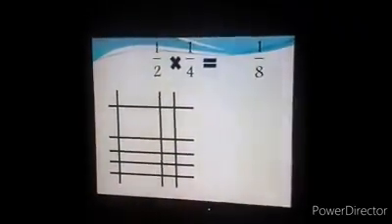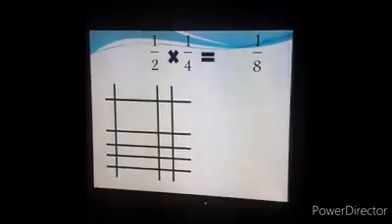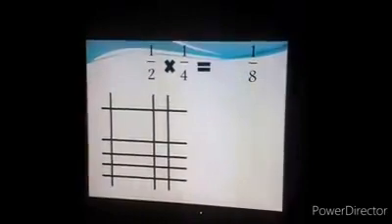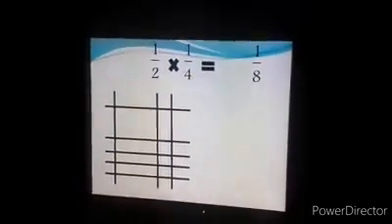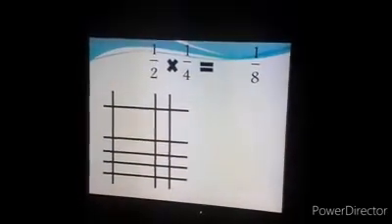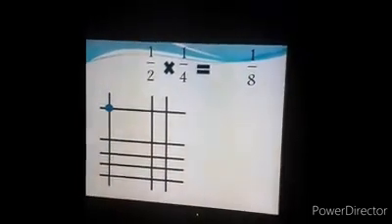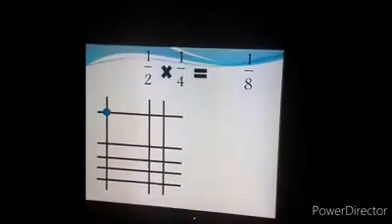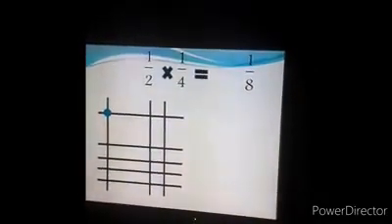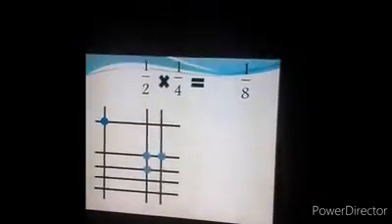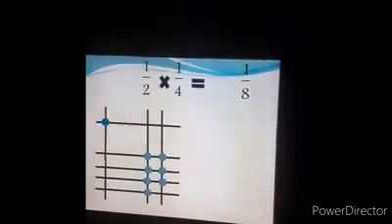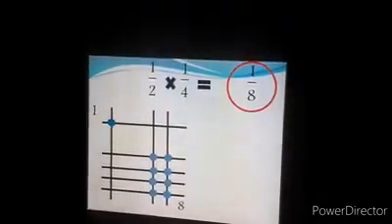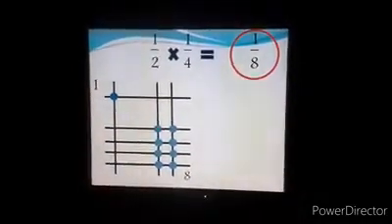To get the answer, we will count the intersecting lines. Again, for the numerator, we will count intersecting lines from the upper left. So we have 1. For the denominator, we count the lines from the bottom right. So we have 1, 2, 3, 4, 5, 6, 7, 8. So we get the answer 1/8. We're done with multiplication of fractions.